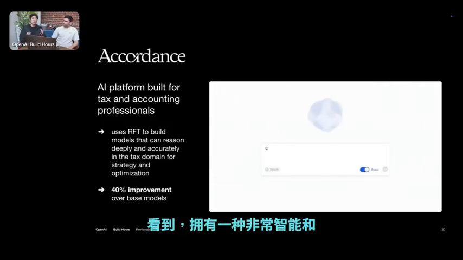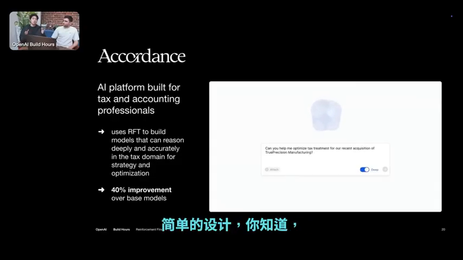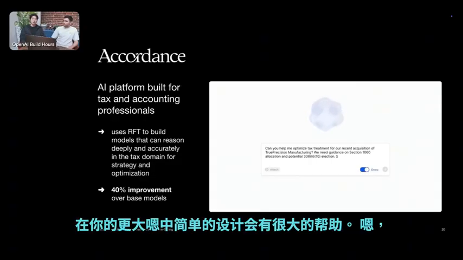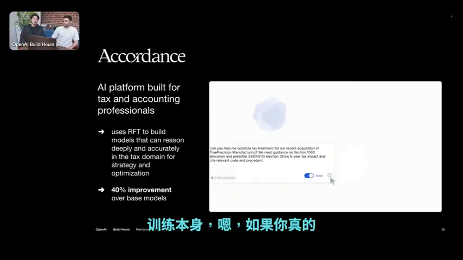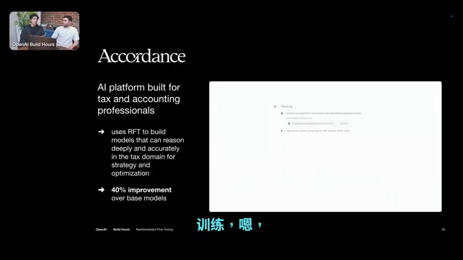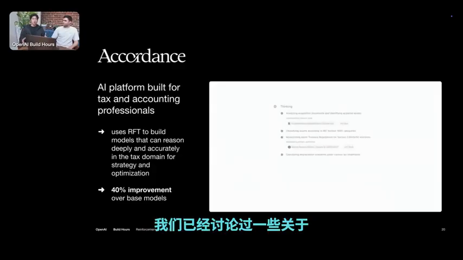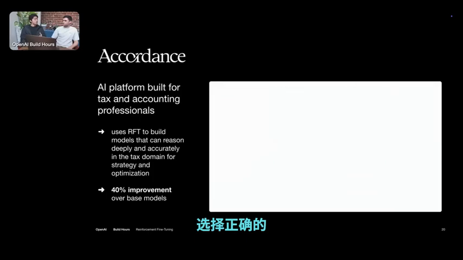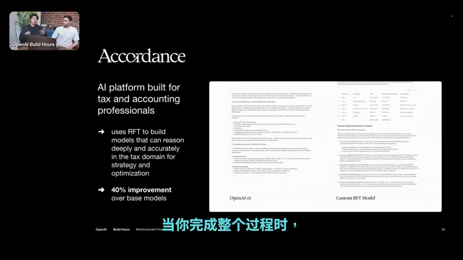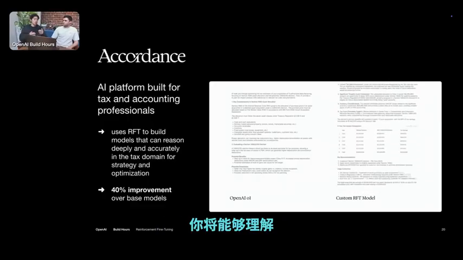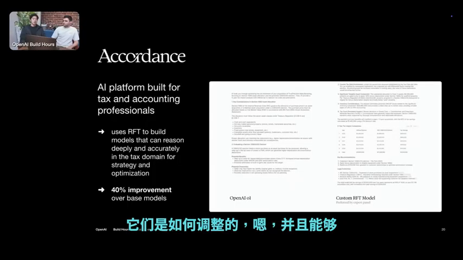And we've seen that having a very intelligent and kind of simple design in your grader goes a long way. And then finally, going to the training itself. If you're actually going to do the evaluations and the training, there's some intuition that we talked about already around picking the right hyperparameters and how you look at the graphs. I think as you go through the process, you'll be able to understand how they're adjusting and be able to do those.